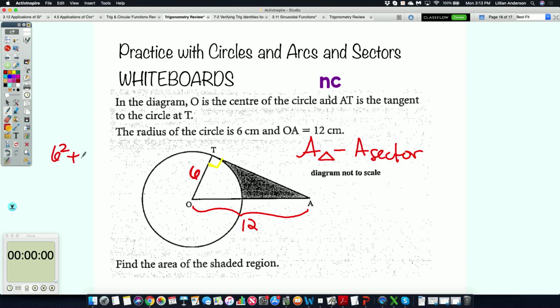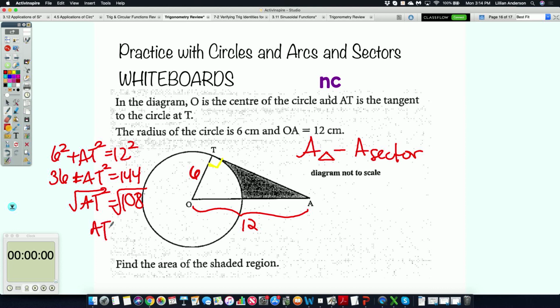6 squared plus AT squared is equal to 12 squared. 6 squared is 36, and 12 squared is 144. 144 minus 36 is 108, which simplifies down to 6 square root of 3. Now, you've seen this before: 6, 6 square root of 3, 12. It is a special right triangle.